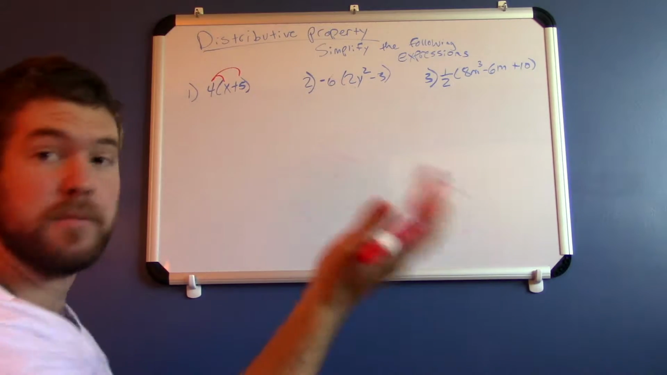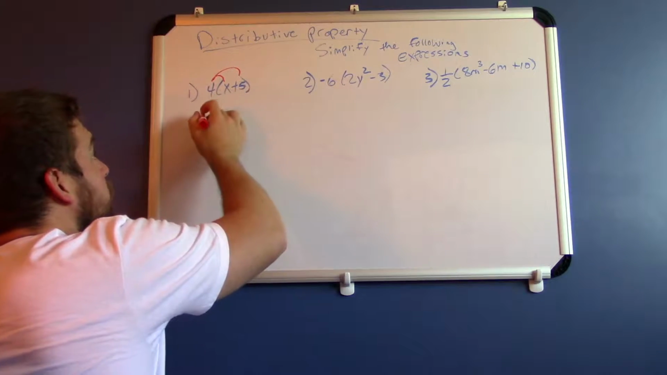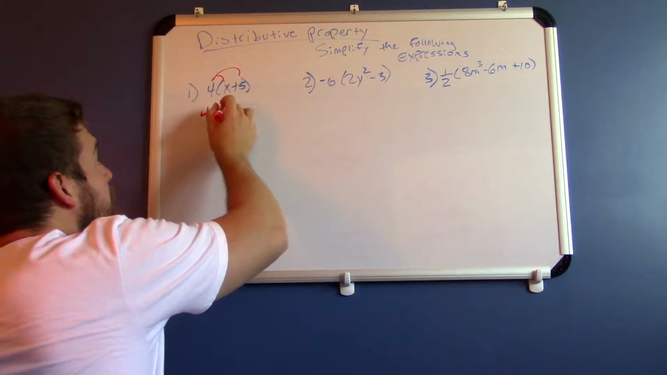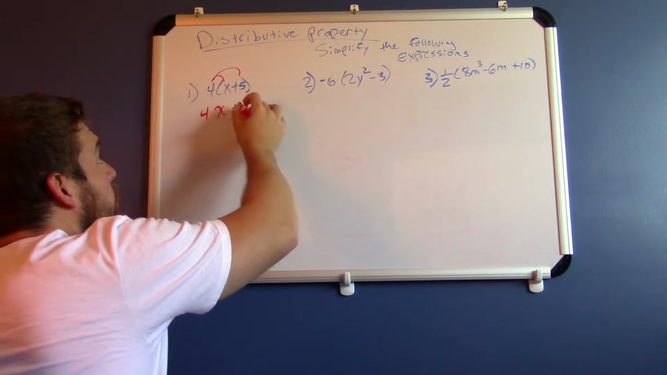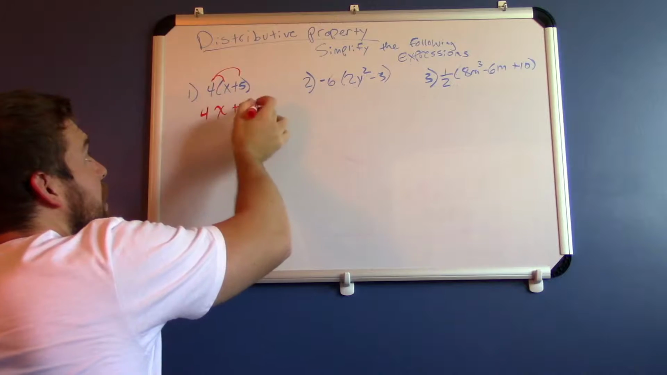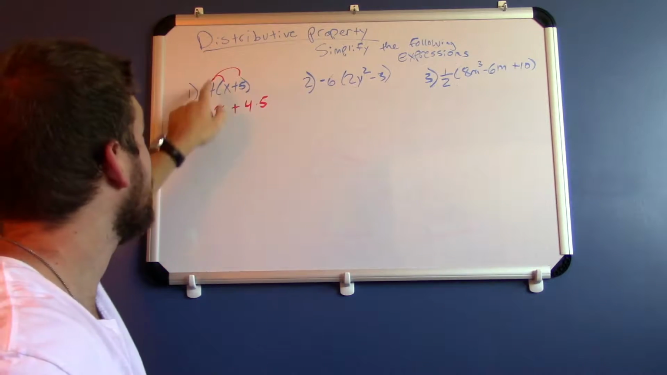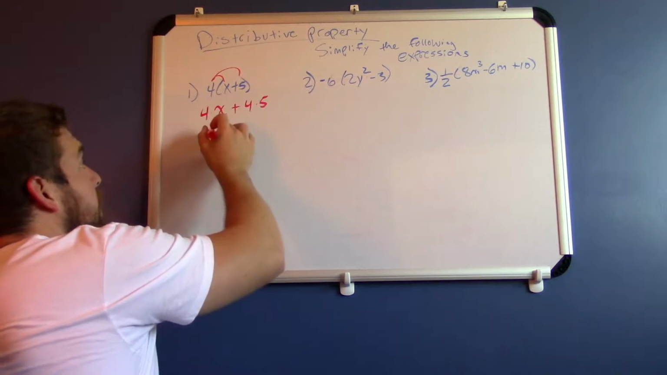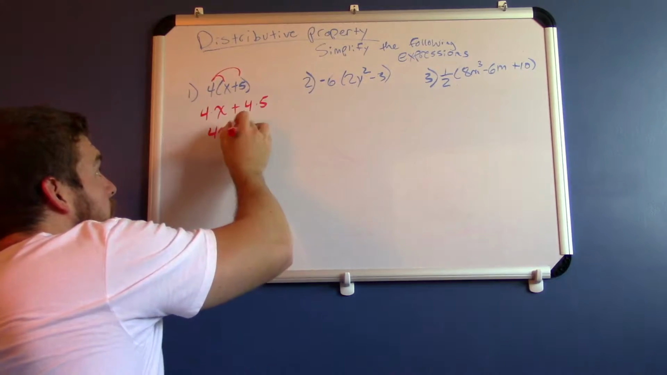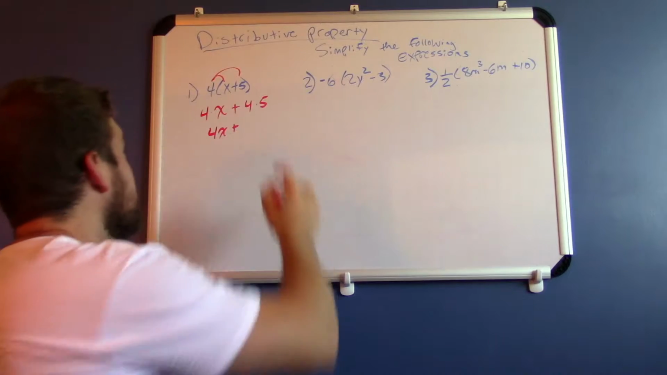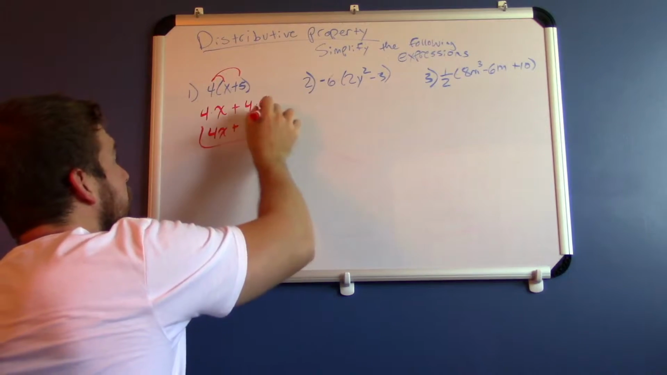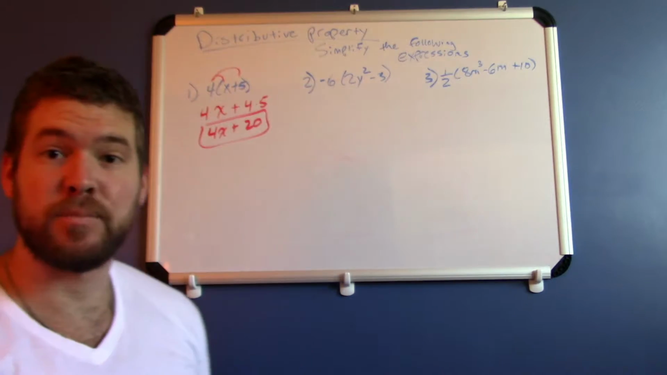Okay, so for our first one, 4 times x, well, we can write out 4 times x plus 4 times 5. This is kind of what's going on here. 4 times x plus the inside here, then 4 times 5. So 4 times x is just 4x, while 4 times 5 is 20. And now we have simplified this first expression.